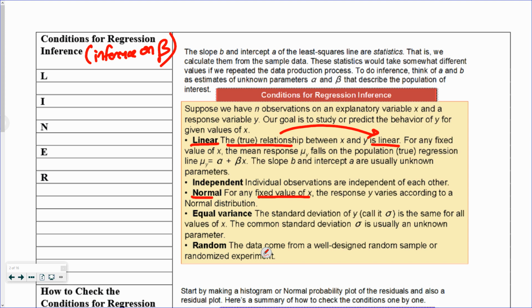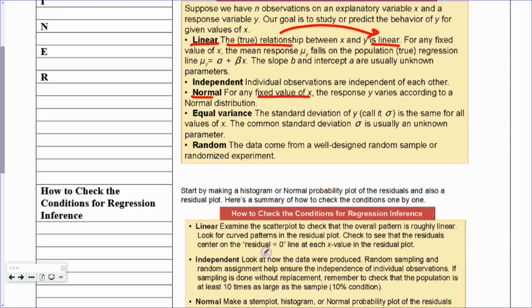Equal variance, that's an interesting one. That's kind of like equal spread at all x values. Obviously, there's going to be a spread around the true value, around the least squares regression line. We'd like there to be an equal spread at each x value. We'll show you what that looks like in a moment. And then randomization, that's obviously coming from a randomized experiment or a random sample.